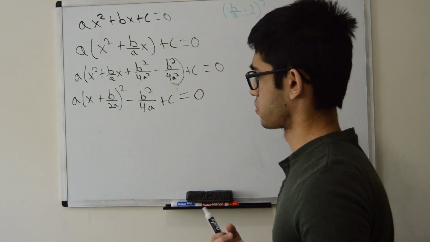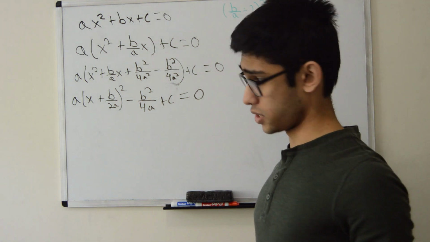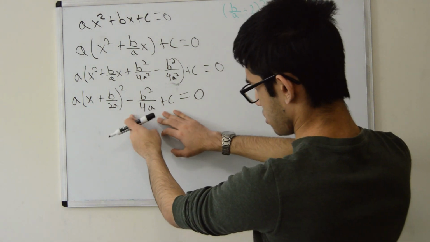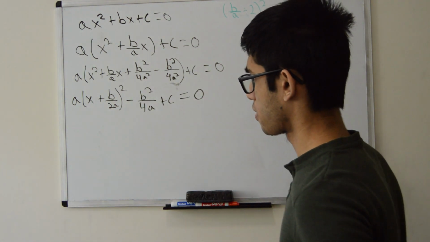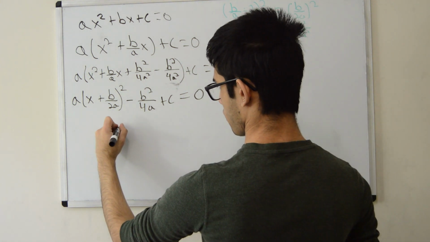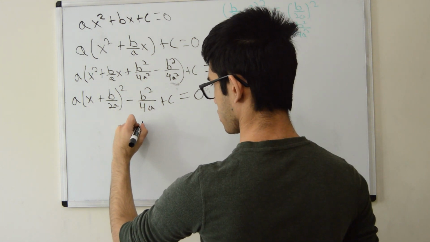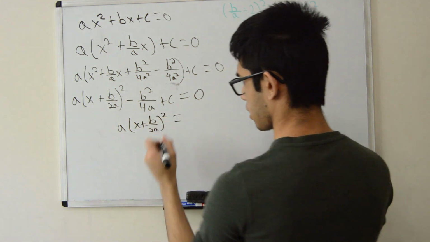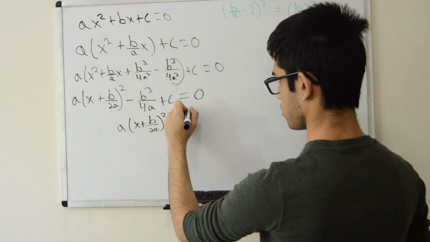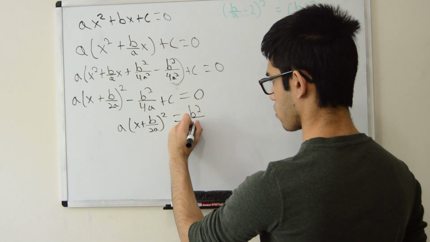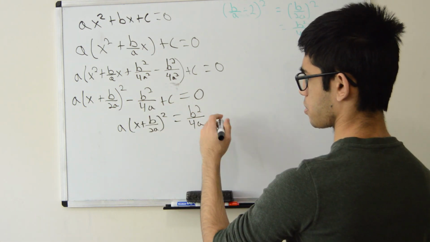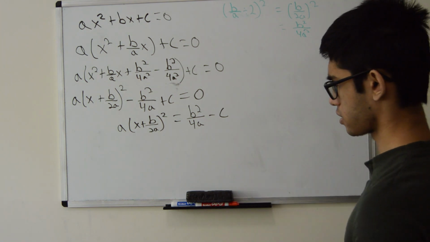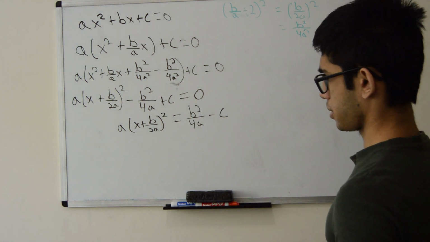Now all the hard work is really done. Now we're going to isolate x. The first thing I'm going to do is bring these terms onto this side. So on this side I'll have a times x plus b over 2a squared, right? You're going to bring all this stuff to the other side. So this is going to become b squared over 4a. There's a negative here, so it becomes positive here. And the c becomes a negative. Alright, good, we're getting somewhere. It's starting to look like something.